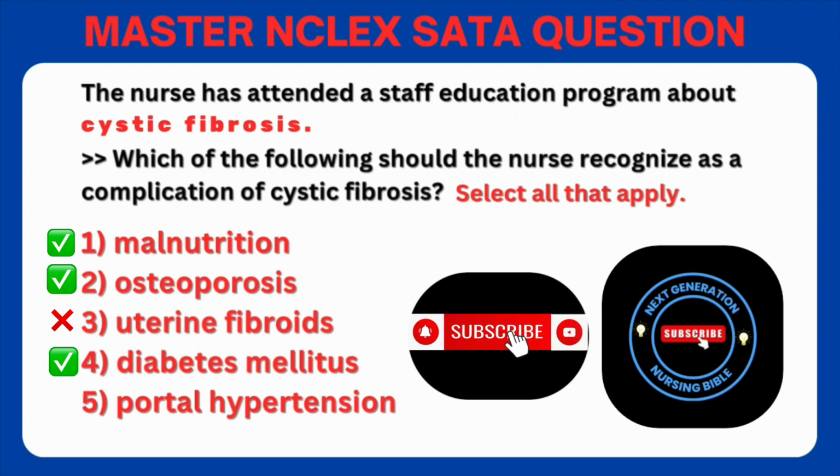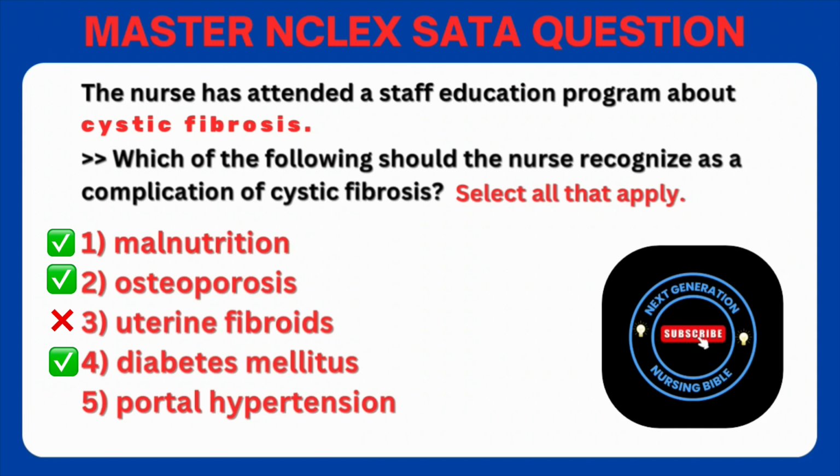Option number 5, portal hypertension. Same idea here. The liver is affected by those thickened secretions, so they develop fibrosis of the liver tissue, and then in turn the blood has difficulty going through the liver, so it backs up into the portal system and they get this increased pressure, portal hypertension, because of the fibrosis of the liver. So that one is also correct. So our correct options here are 1, 2, 4, and 5.